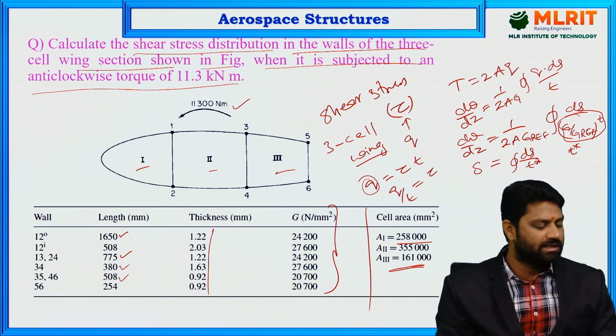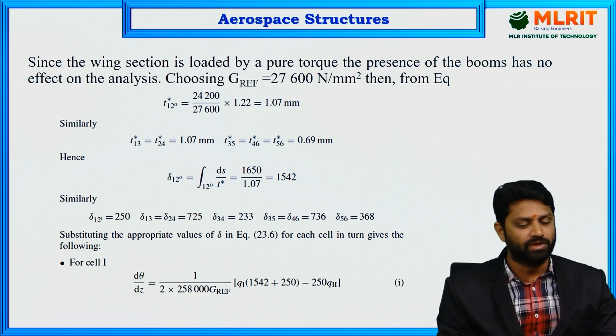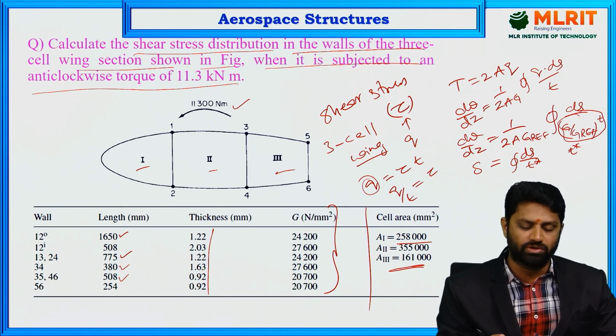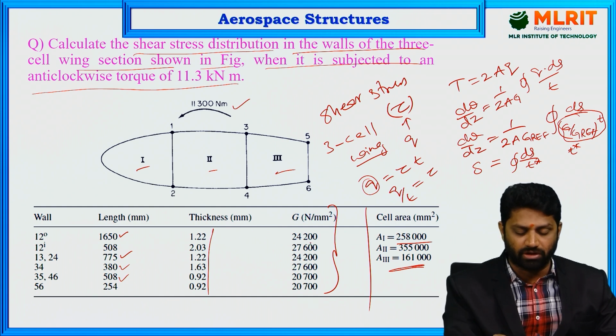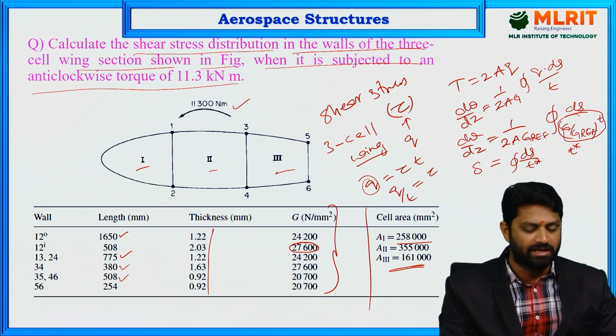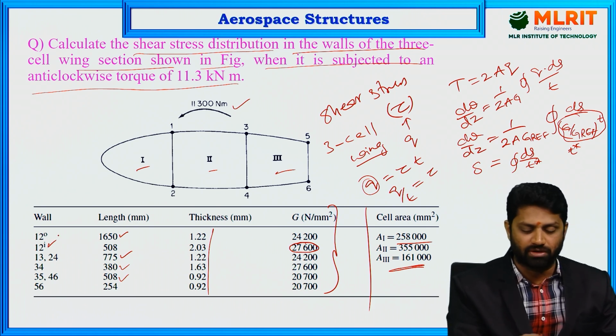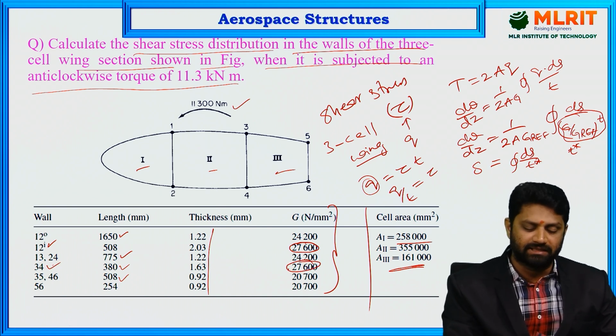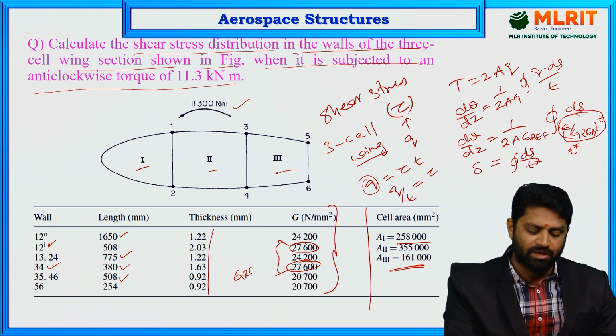So, let's go with our procedure. Since the wing section is loaded by the pure torque, the presence of booms has no effect on the analysis. So, choosing the G reference value is the very first thing you have to do. Out of all the values given, 27,600 N/mm² is the highest modulus of rigidity, and it is given for wall 1-2 inner wall as well as wall 3-4. So let's take these two values, or any one value, as the G reference value, and then we'll solve the analysis.